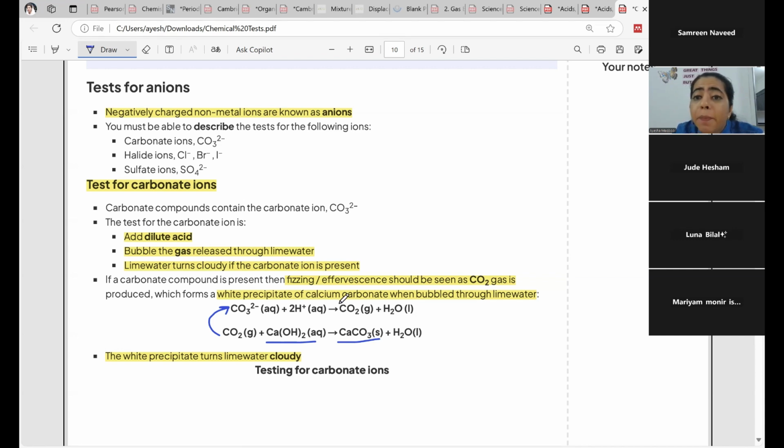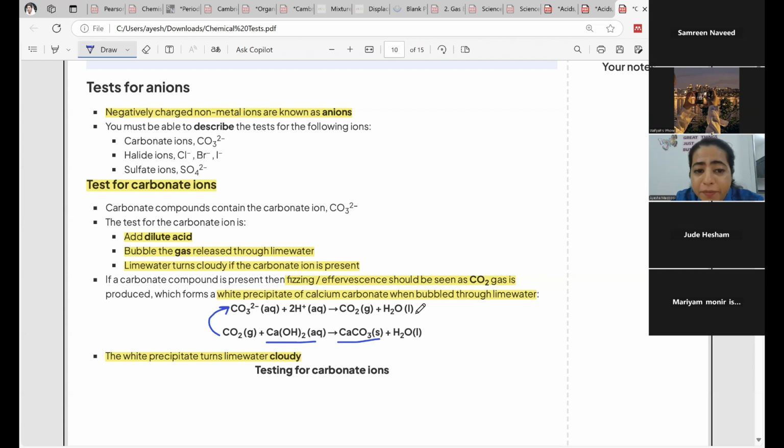Why? Because they are not reacting, they are spectator ions. If you write the ionic equation from here, the metal and chlorine will just cancel with the metal and chlorine from the salt, and only this will be left as the final ionic equation. So they are writing the final ionic equation after cancelling the spectator ions, which are not participating in the reaction.